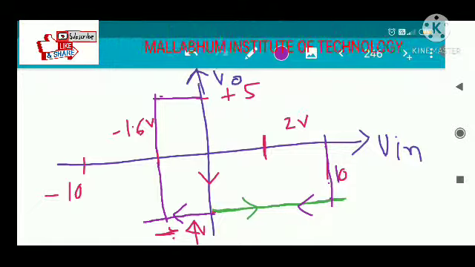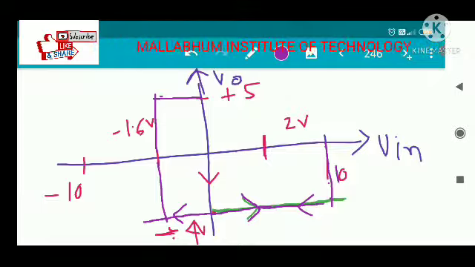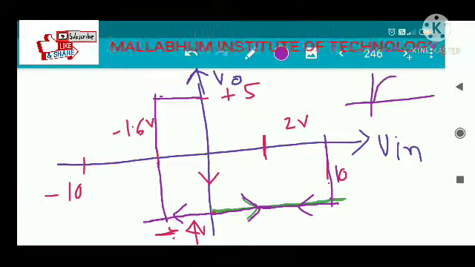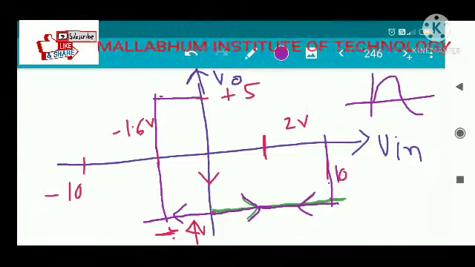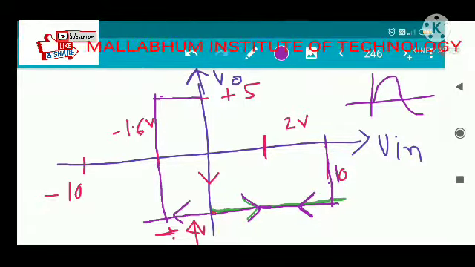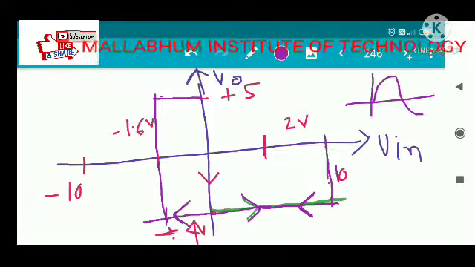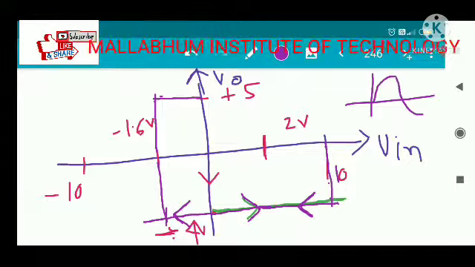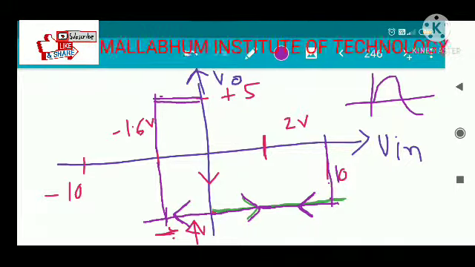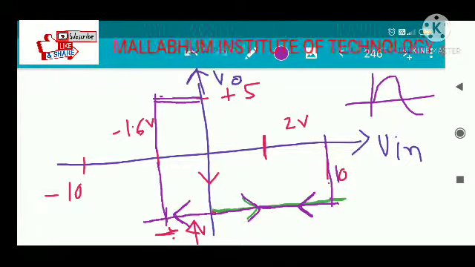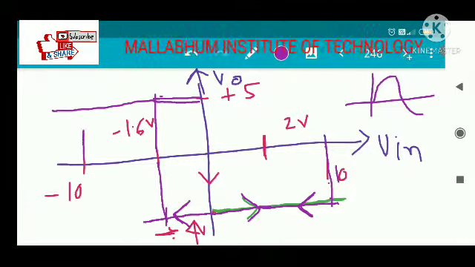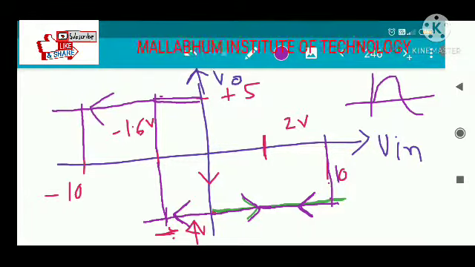So first the input will increase in that fashion, then the output will be fixed at minus 4. It will go to 10 volt, then it is going to reduce in that direction. As it crosses the minus 1.6 volt line in the input, the output will switch back to plus 5 volt. Then the input will reduce in that direction up to minus 10; the output will not change, it will be fixed at plus 5.